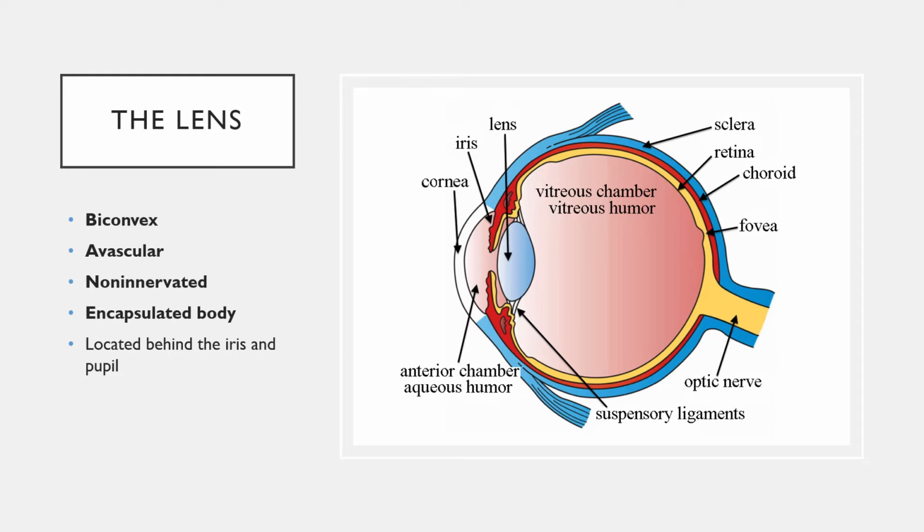The third key point is that the lens is non-innervated. This is just helpful because it reminds you that actually the lens hasn't got a nervous supply, so it won't feel pain. So cataracts is a non-painful visual loss, which is really helpful when differentiating causes of visual loss. And finally, it's an encapsulated body. So it has a capsule surrounding the lens, which gives it that functionality of elasticity and being able to move, which we'll talk about on the next slide.